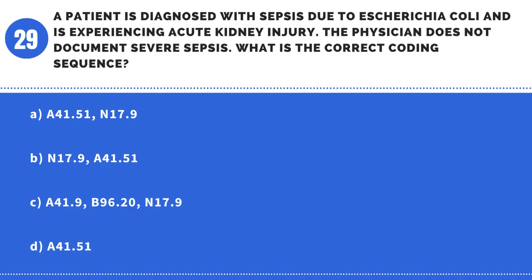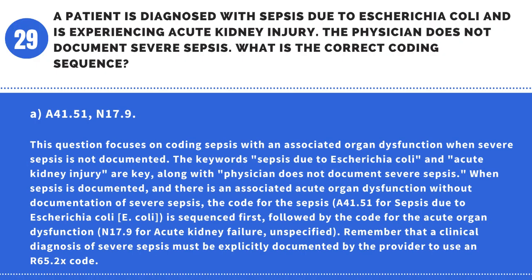Question 29. A patient is diagnosed with sepsis due to Escherichia coli and is experiencing acute kidney injury. The physician does not document severe sepsis. What is the correct coding sequence? A. A41.51, N17.9. B. N17.9, A41.51. C. A41.9, B96.20 and N17.9. D. A41.51. Answer A. A41.51 and N17.9.